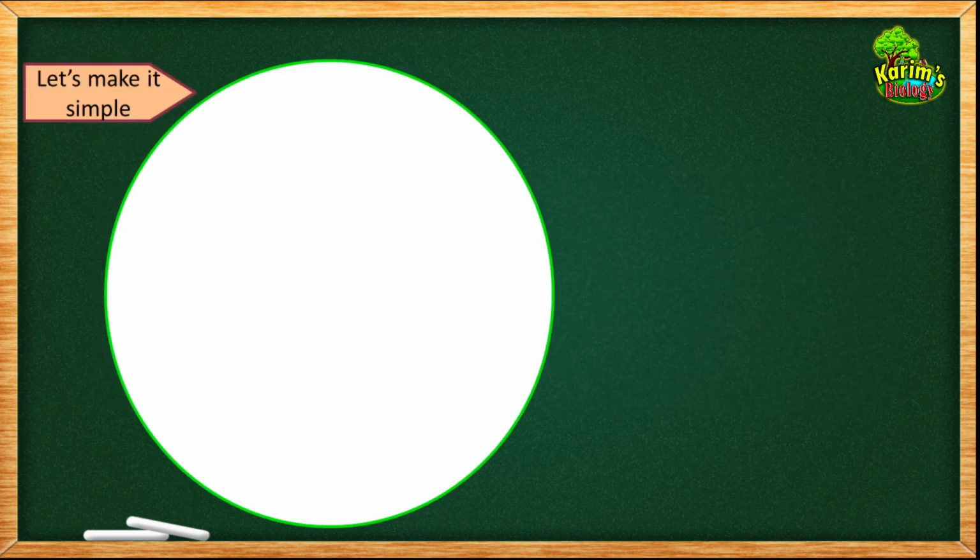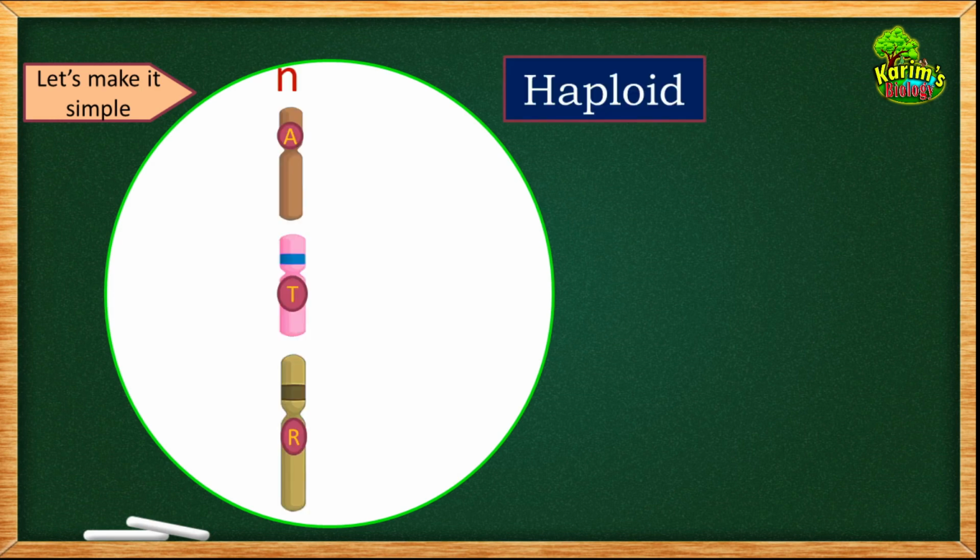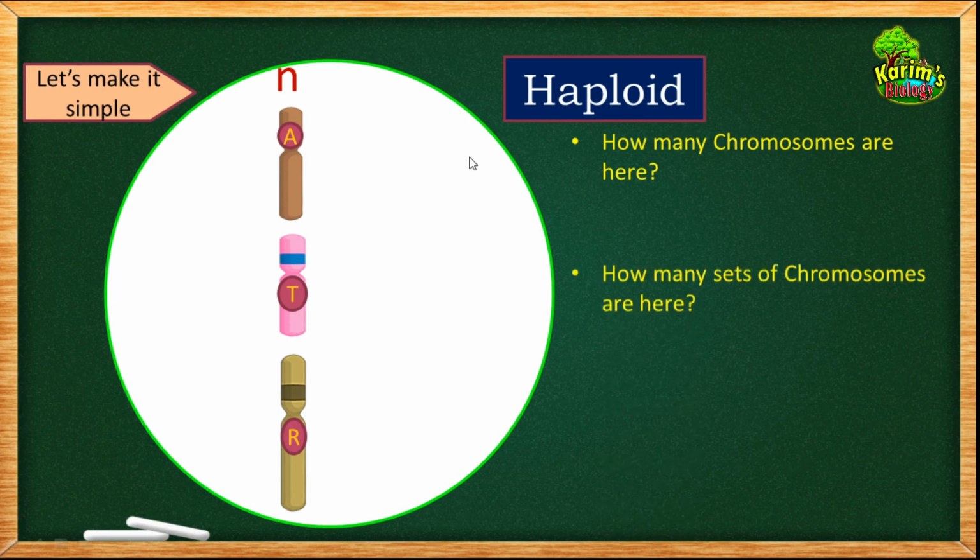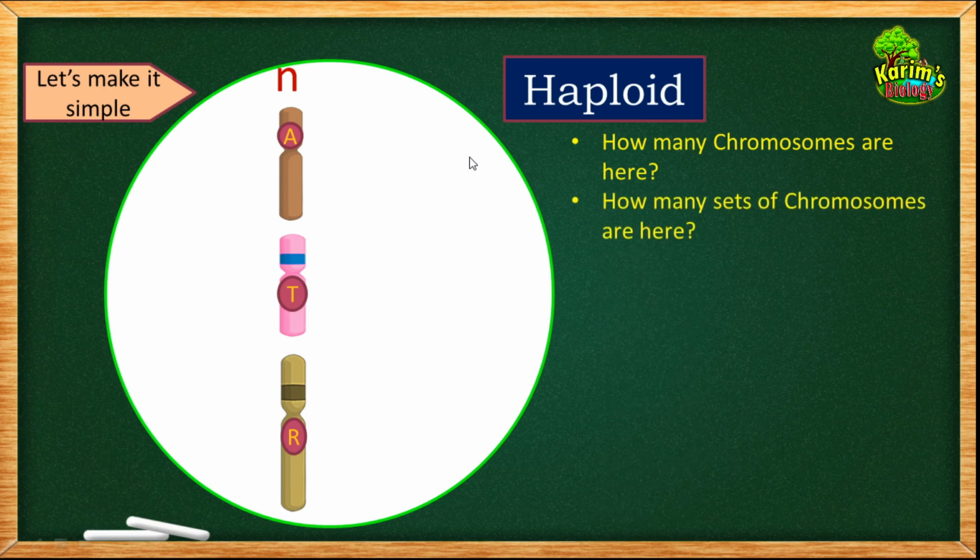Now let's move on to the next slide, and I am going to make it very simple for you about this haploid and diploid condition. See, what is this condition called? How many chromosomes are here? Can you tell me? 1, 2, 3. 3 chromosomes are there. And how many sets of chromosomes are there? Can you tell me? There is a single set because they carry different kinds of genetic information.